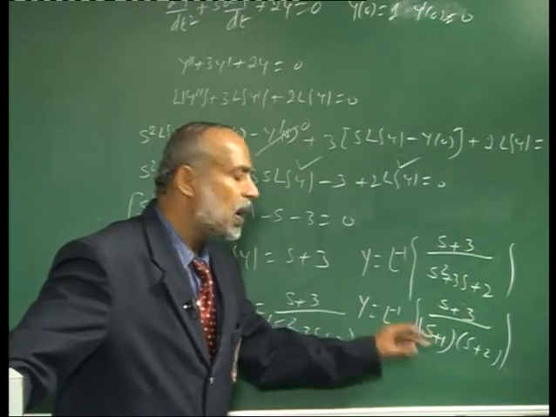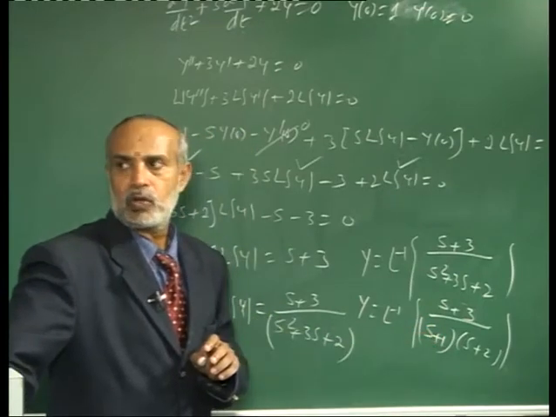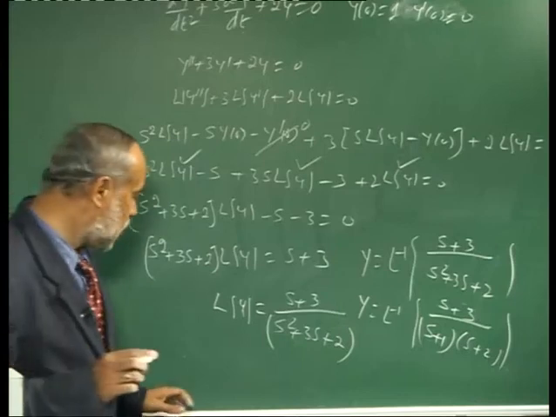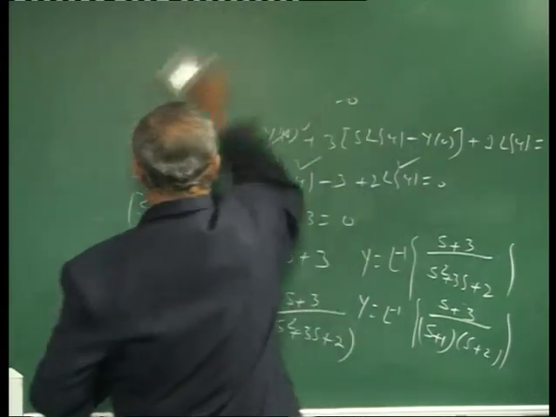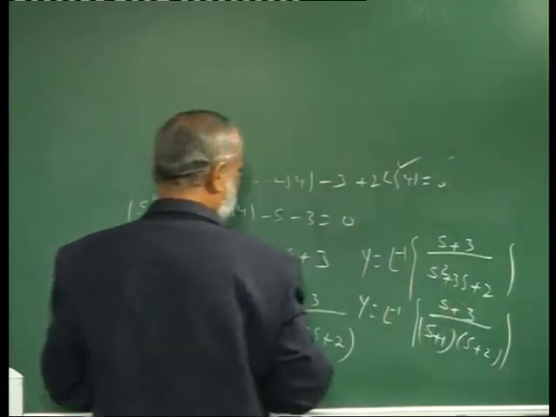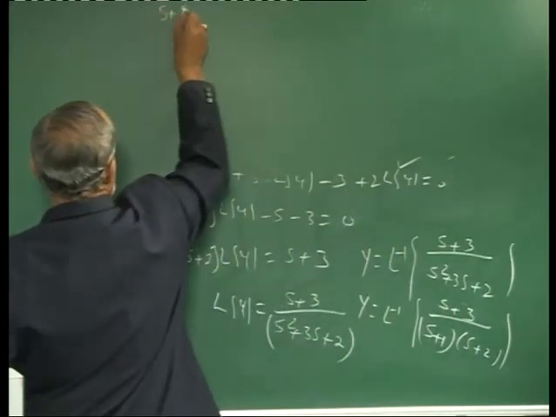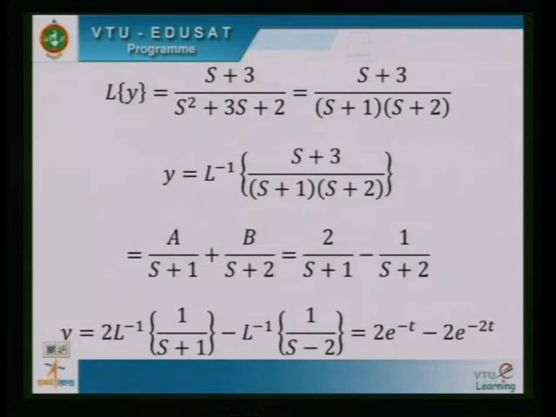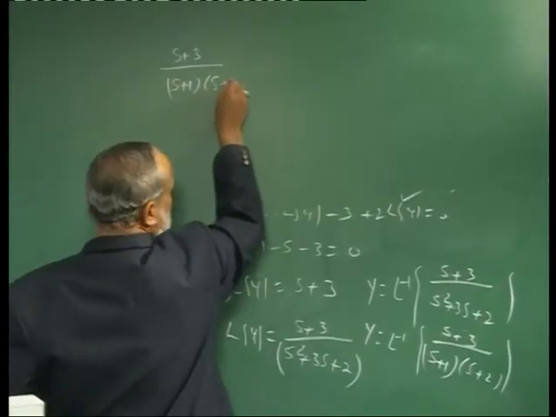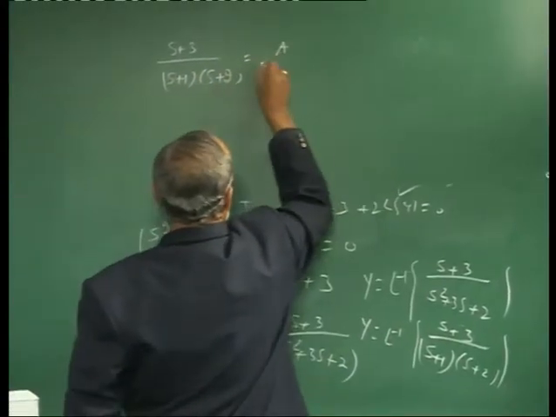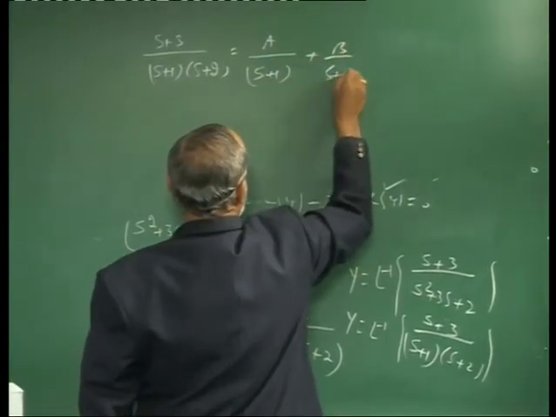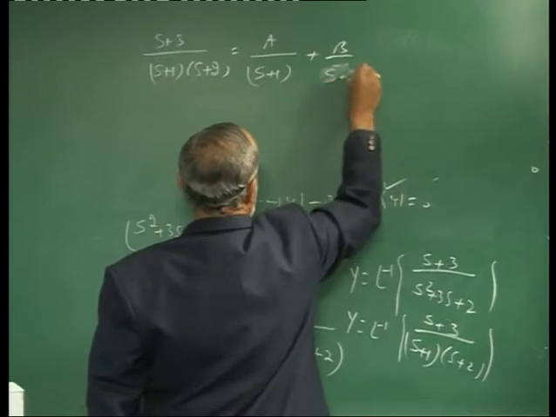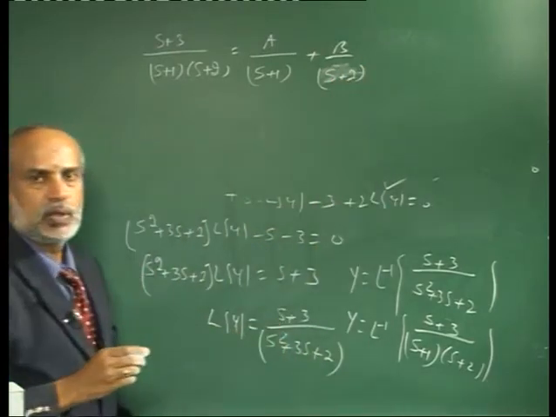Now you have to solve by partial fractions. If you solve by partial fractions, what do you get? s plus 3 divided by s plus 1 into s plus 2 can be written as A divided by s plus 1 plus B divided by s plus 2.